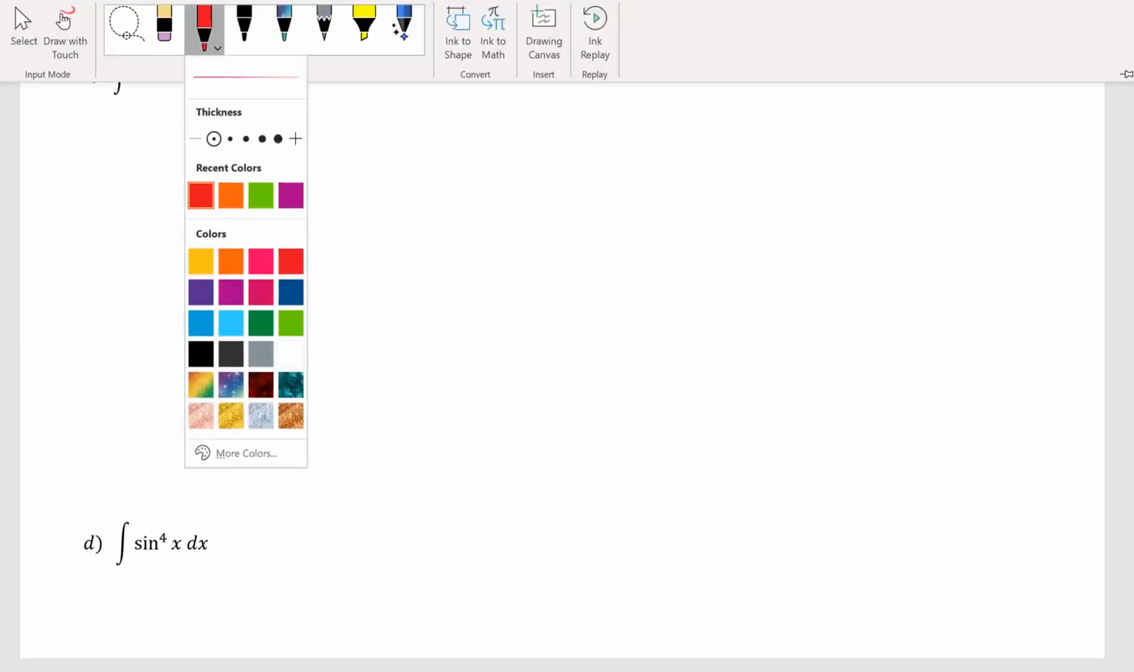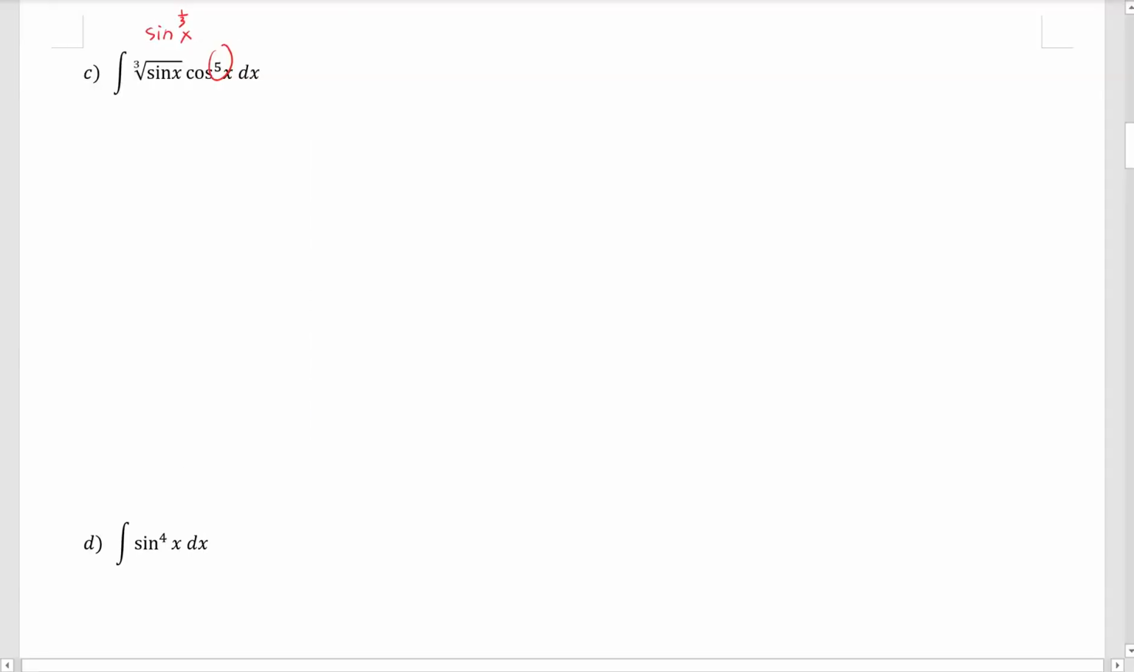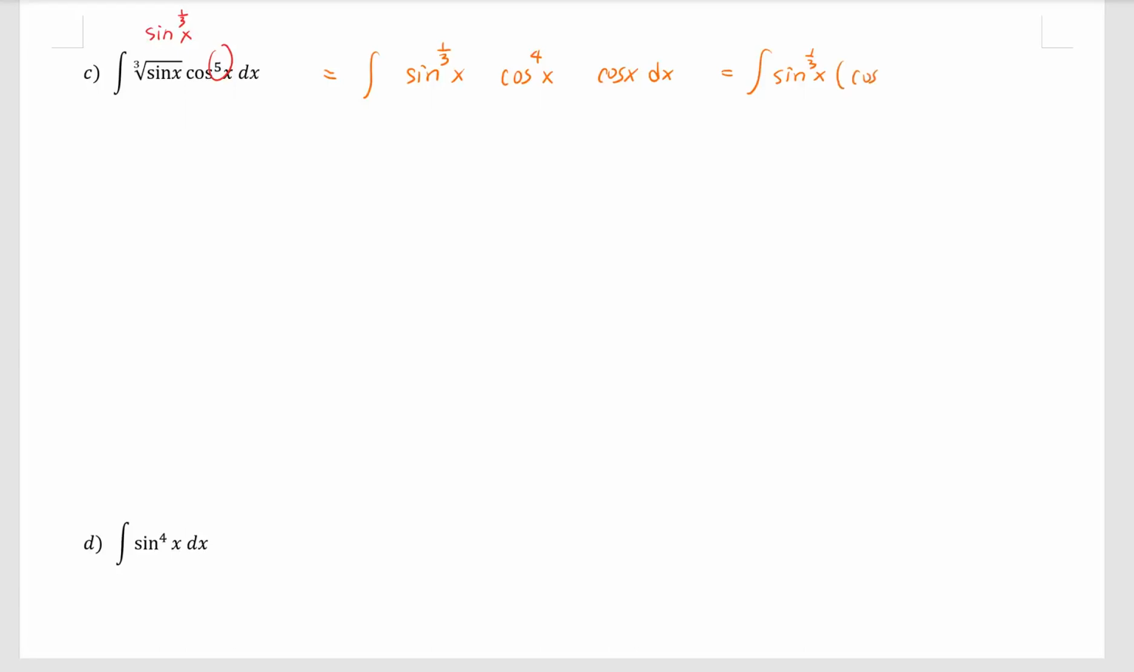Okay, so that's why we're going to split the cosine. So we have sine x to the 1/3, and we split one cosine at the end. What is left? We get cosine to the 4 in front, right? So we're going to change this in terms of sine. How do we do that? Well, cosine to the 4 is cosine squared, and then squared, right?